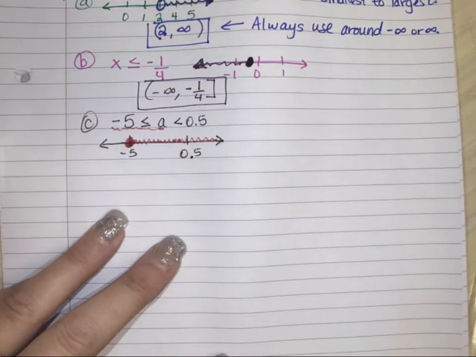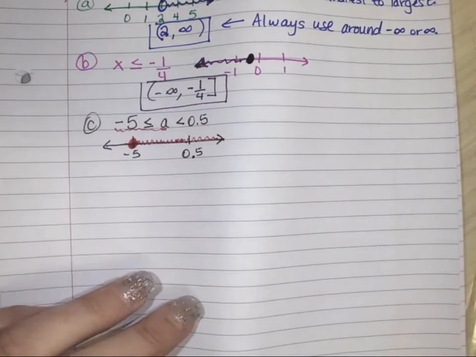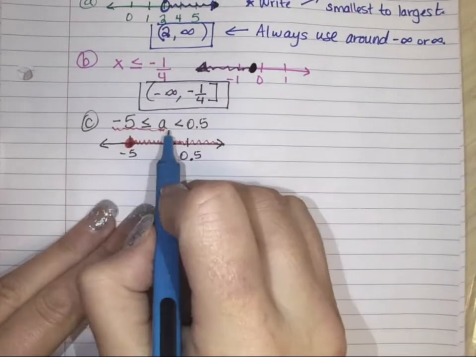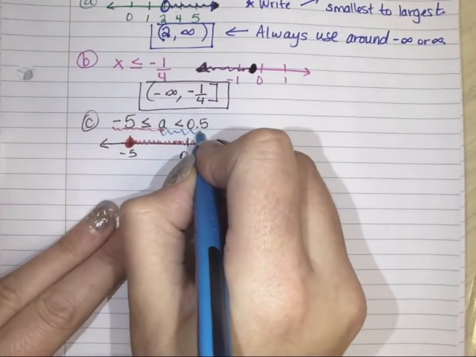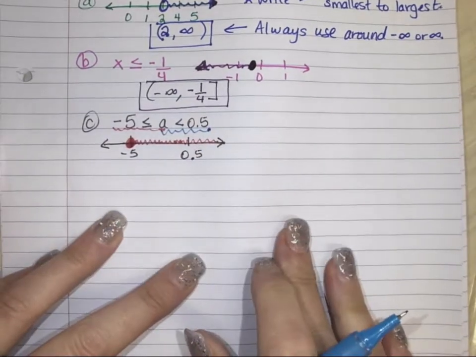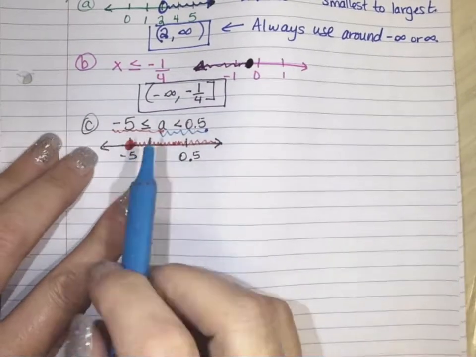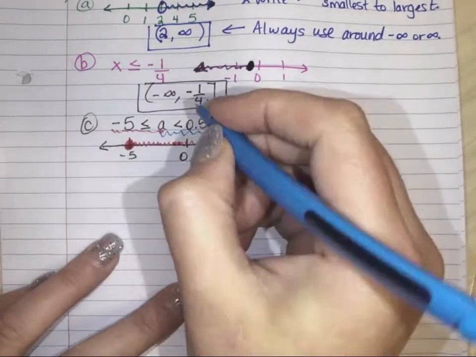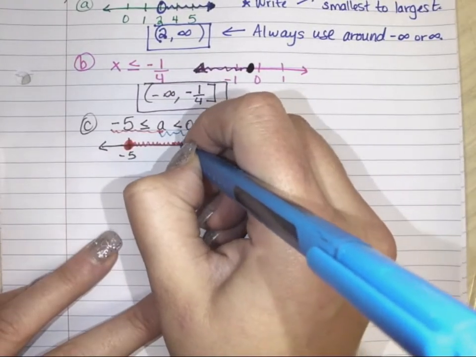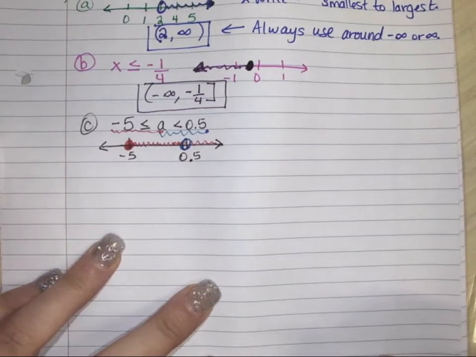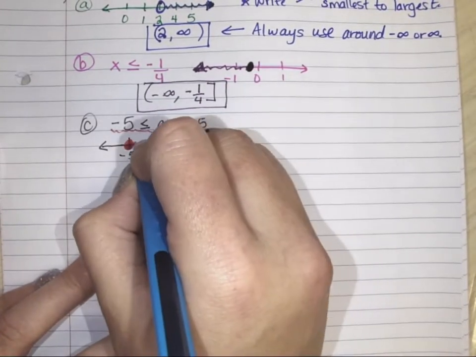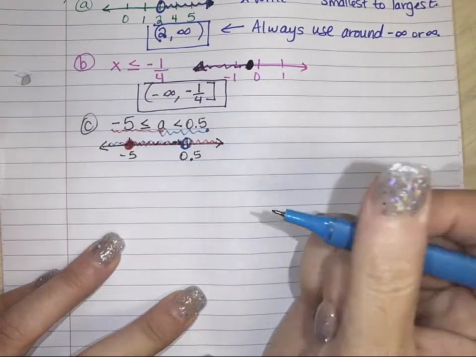Then I'm going to look at this part where you have a is less than 0.5. So just ignore the other part. We're going to put an open hole at 0.5. Then we're going to shade, of course, to the left.